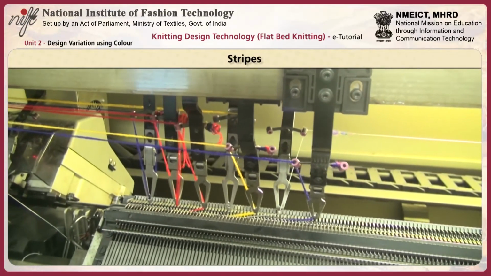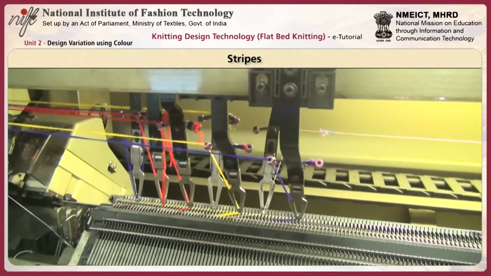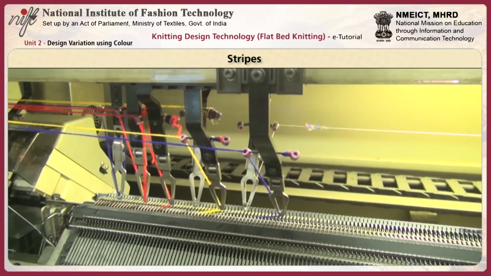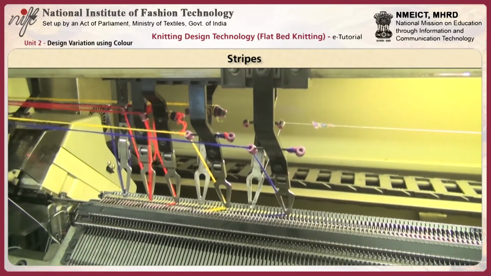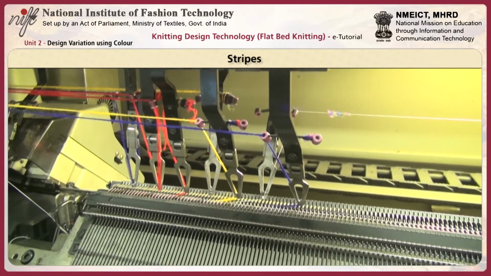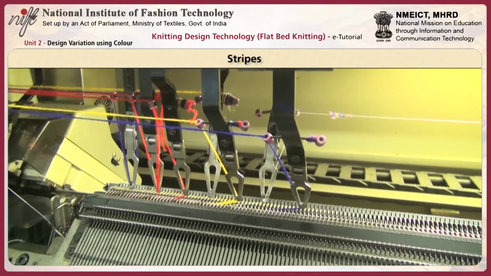It is also interesting to know that vertical stripes are not possible in weft knitting machines using the standard stripe method. If we need to create a vertical stripe, we can use jacquard, intarsia or plating technique.